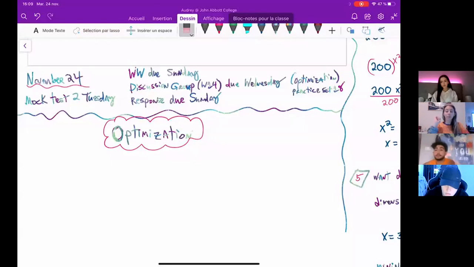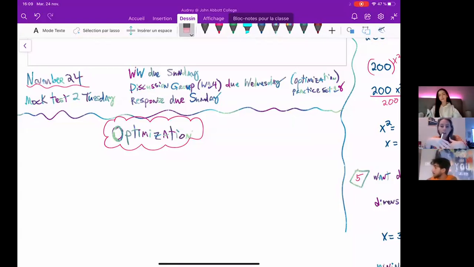Last class, we learned how to solve optimization questions. And we learned that there were 4 different types. We had our type 1 with revenue, cost, profit. Our type 2 involved fencing problems. Our type 3 was those weird change questions that we did. And then our type 4 was just everything else.